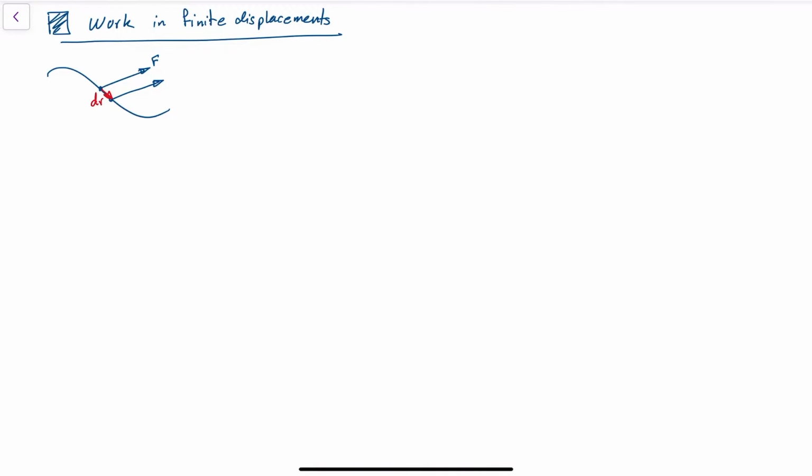In the previous video, we saw that if we have a force that is being displaced by a tiny amount called dr, we can define the scalar work dU to be the vector of the force dot product with the vector of displacement, and that is F dr cosine of theta, the angle between them. So that is the infinitesimal form of defining work.